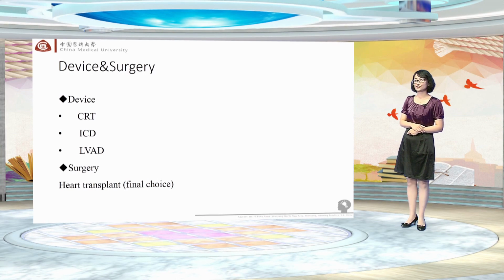Recently, there are some devices used in the treatment. For example, the CRT, ICD, and LVAD. CRT and ICD are both specific kinds of pacemakers. CRT can help the left ventricle and the right ventricle work coordinately. This will improve heart function. ICD can detect some fatal arrhythmias and will do defibrillations when necessary.